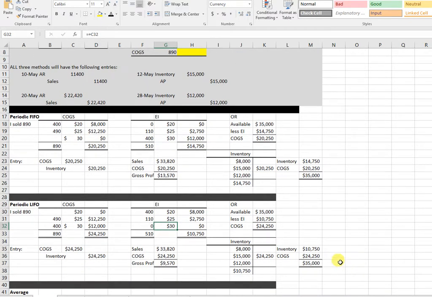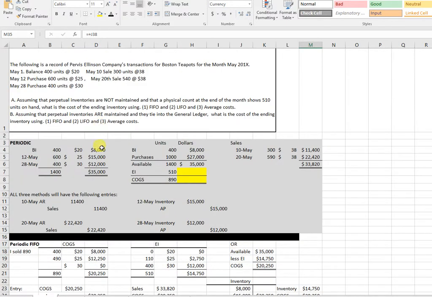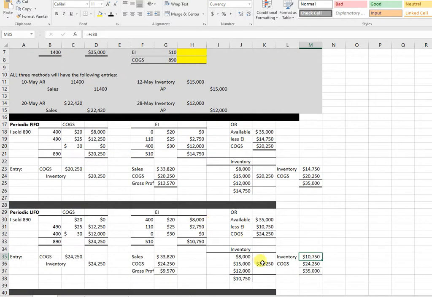I can double check my math to see if I'm correct, and indeed those two do add up to the 35,000. I have one entry for debit cost of goods sold, credit inventory for the 24,250. You can see that your inventory does indeed end up at 10,750 because I started with beginning inventory of 8,000. I have two purchases, 15, 12. I subtract out the cost of goods sold and I'm left with 10,750. My income statement is sales 33,820, cost of goods sold 24,250 for a gross profit of 9,570.